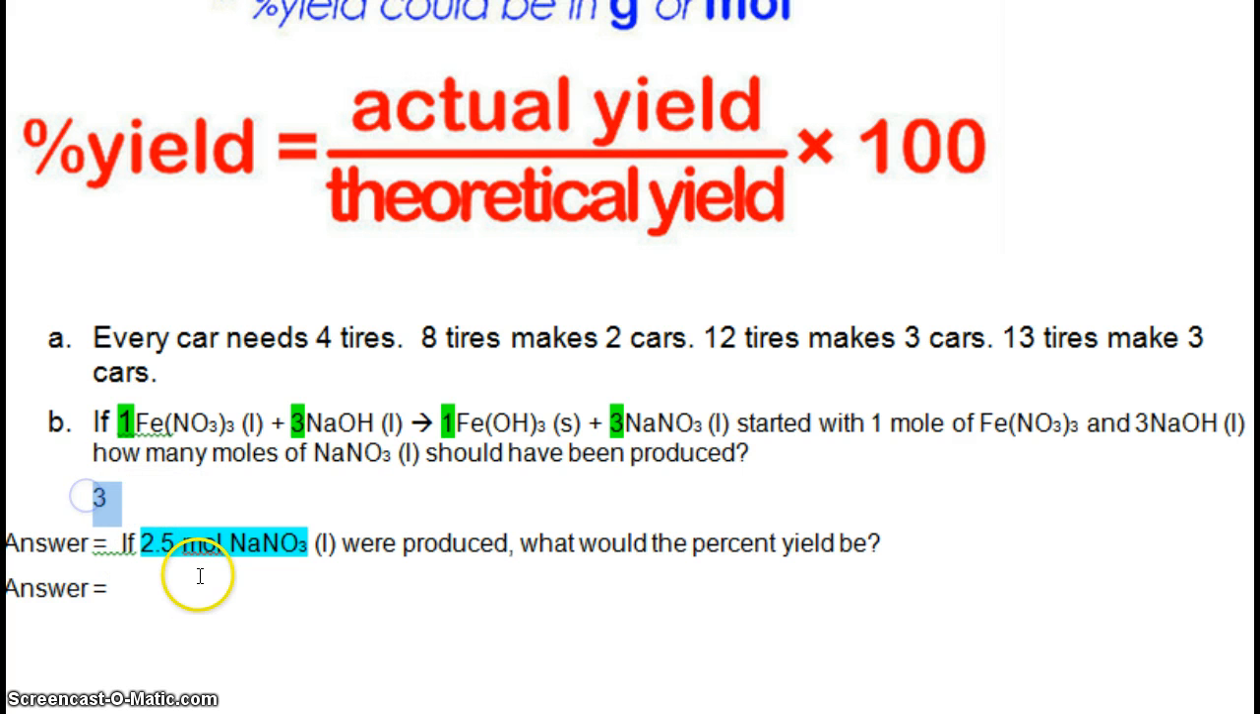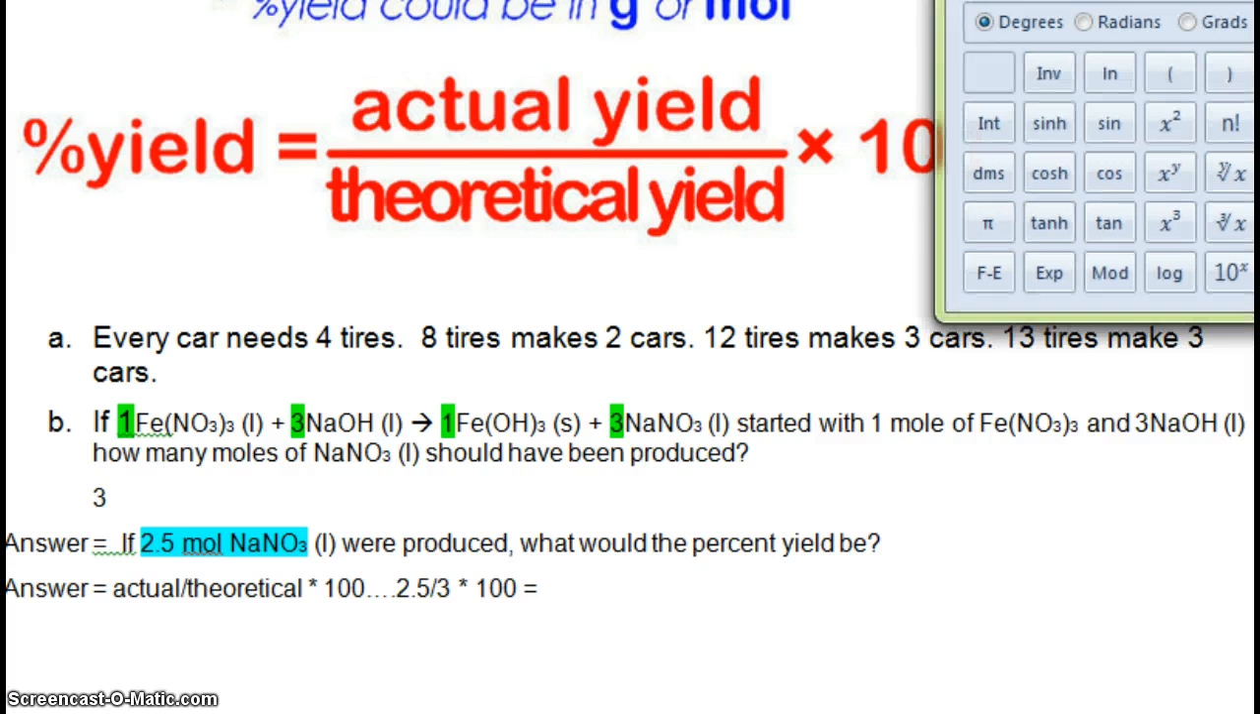Okay, so this is how much we should have gotten. This is how much we did get. So we're going to do the actual divided by the theoretical, and then times it by 100 to get our percent. So what are we going to put in our calculator? What we actually got was 2.5 divided by 3, because that's what we should have gotten according to our recipe, according to our balanced chemical equation. And then we're going to times it by 100.